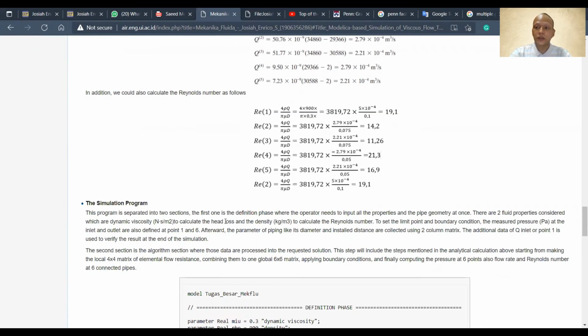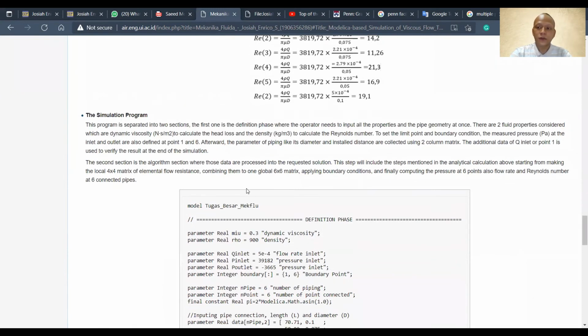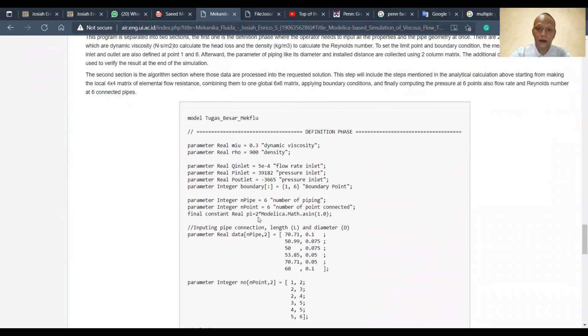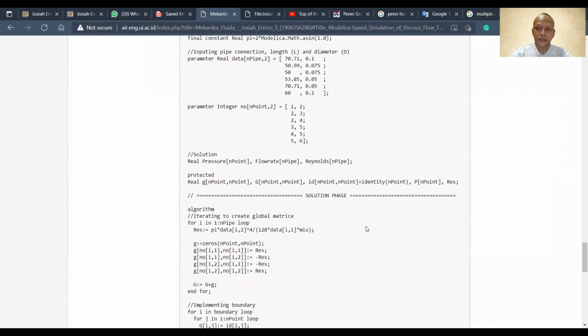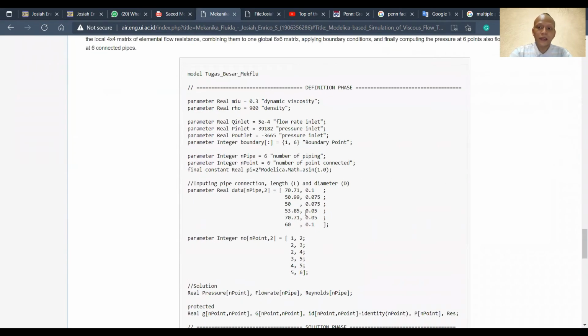So let's move to the simulation program. The simulation program is divided into two parts. The first one is the definition phase, and the second one is the solution phase. So let's get started with the definition phase.